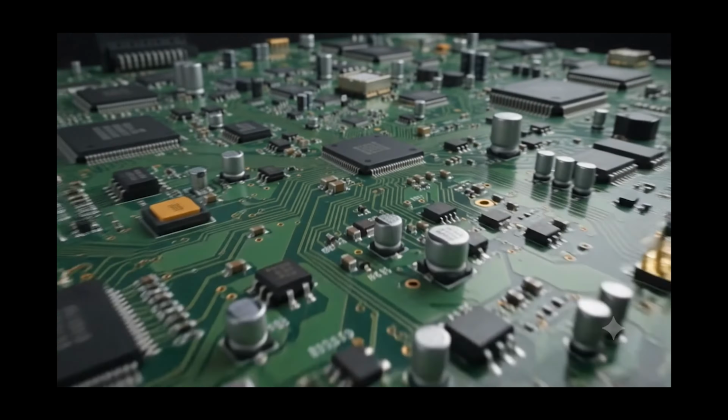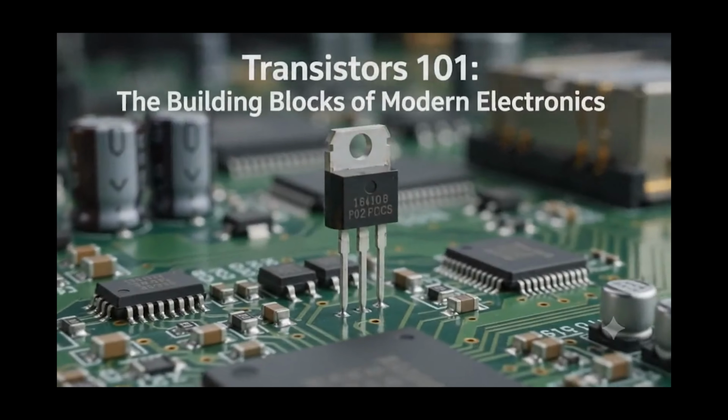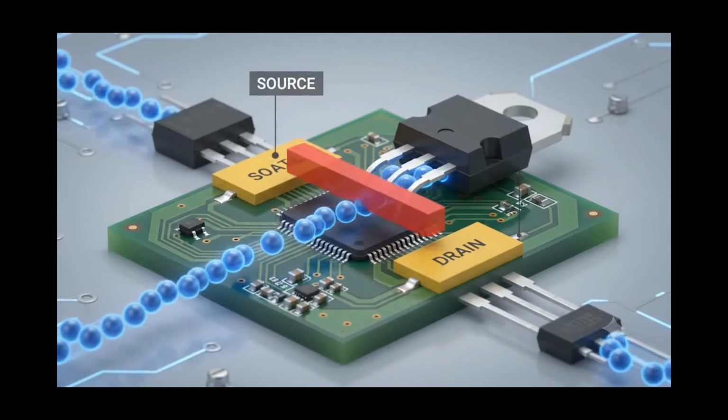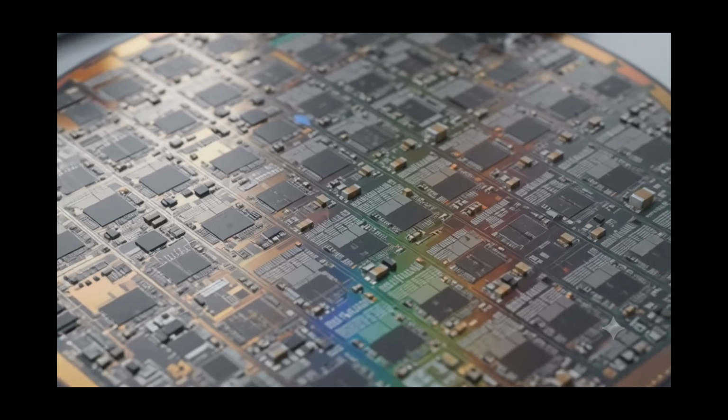Have you ever wondered what makes your smartphone smart? These tiny components are called transistors. They are the building blocks of all modern electronics. Let's explain how they work.